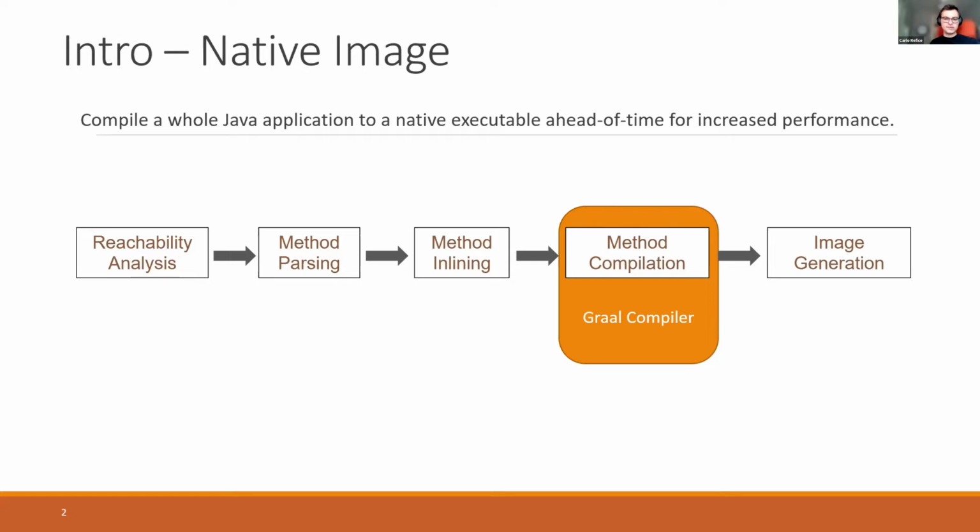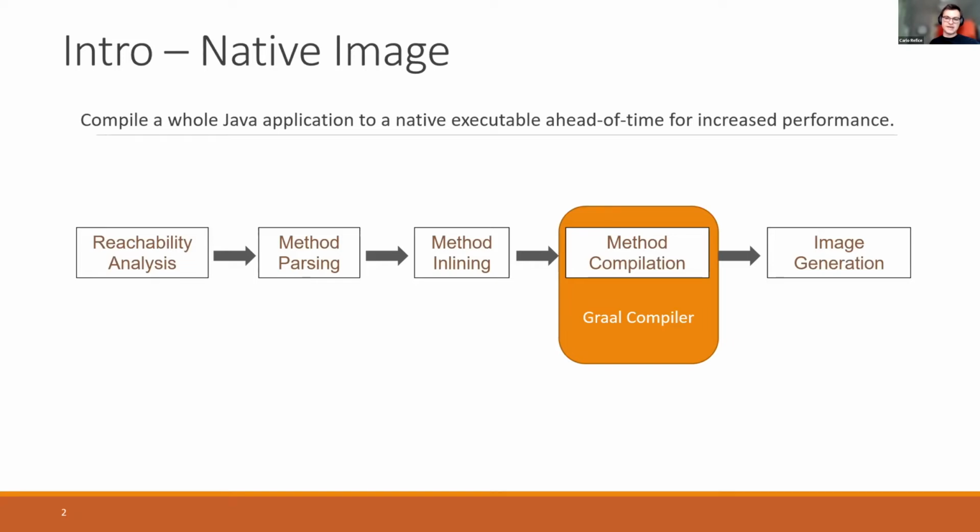And the native image build process typically takes these steps, as you can see here. So it starts from a reachability analysis, which is a static analysis where the call graph is analyzed to determine which methods are reachable during program execution. Then those methods are parsed, and some inlining is performed as a sort of pre-optimization before the actual compilation is performed. And the compilation is actually done by the Graal compiler.